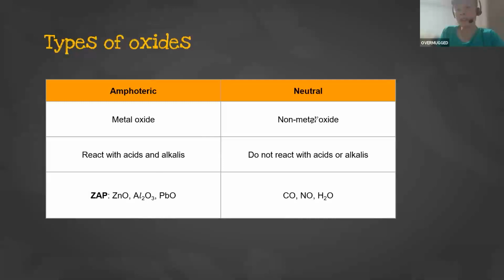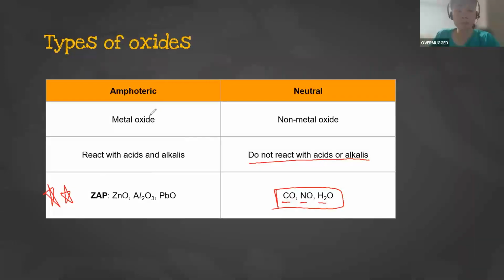For neutral oxides, they are non-metal oxides. You can see these are non-metal and they do not react with acids or alkalis. So amphoteric and neutral are kind of direct opposites. Same thing, three examples to memorize also. Star this. This one has a very high chance of coming out. Amphoteric, according to trend, has the highest chance of coming out.